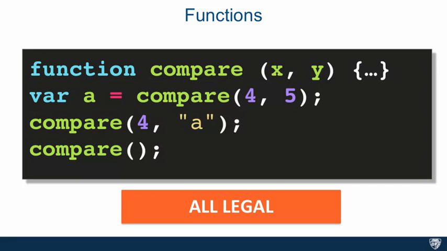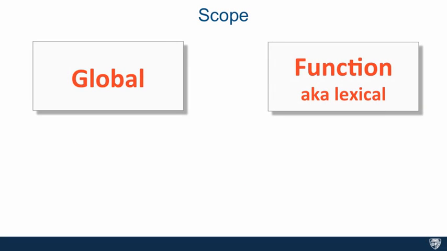Now, each function or variable lives within a particular scope. In JavaScript, there are really two scopes: global scope and function, otherwise known as lexical scope.